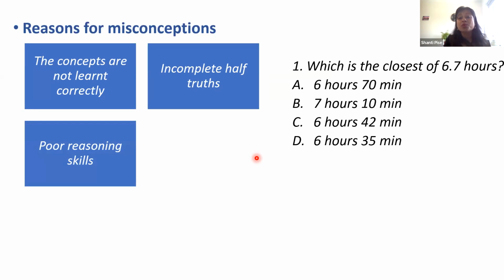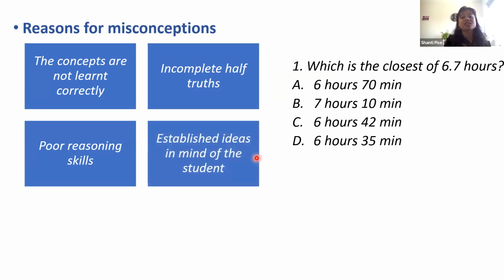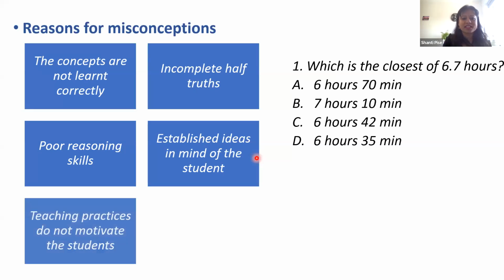So how these incomplete half truths can be challenging. Sometimes it is also poor reasoning skills, because a lot of reasoning is needed when we think about misconceptions. There is also established idea in the mind of the student. उनके दिमाग में ये बैठ गया है कि ये ऐसे ही है. It is as if they have worn these glasses and they see through glasses, ye aise hi hai, and they think that everything would be like this.